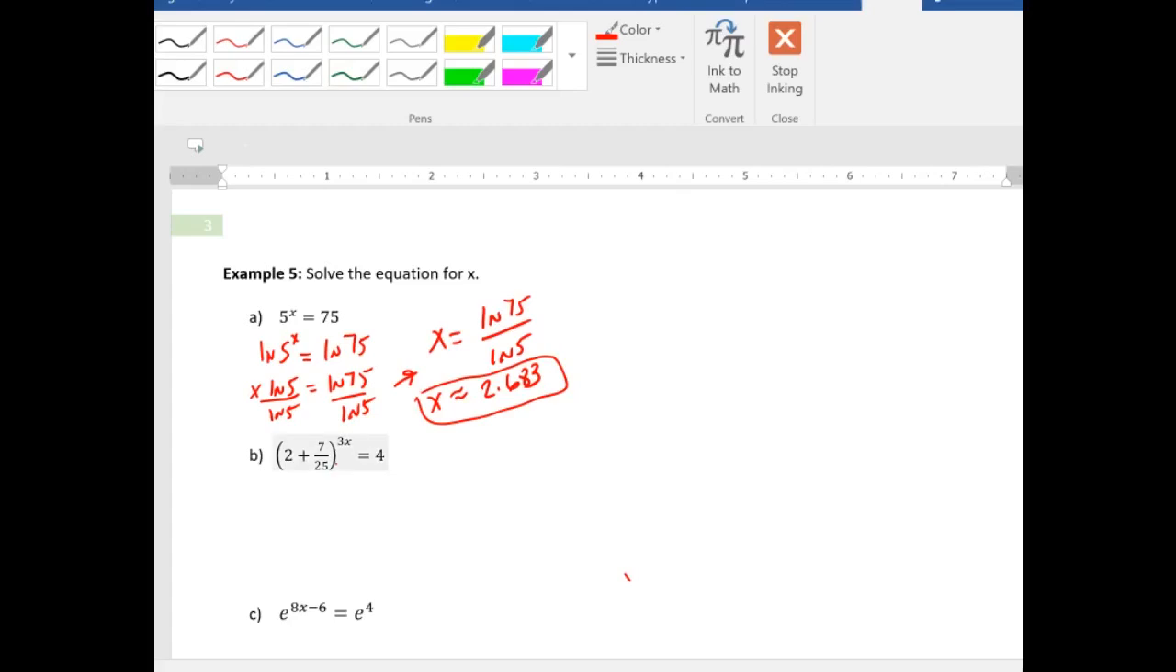Okay, let's try letter B. So notice here that your exponential part, which is all of this, is by itself. So I'm going to take the natural log of both sides. 2 plus 7 divided by 25 to the 3x is equal to natural log of 4. Bring the 3x to the front since it's a power.